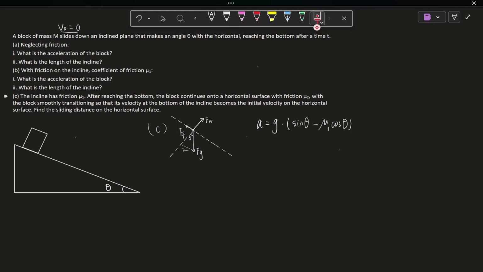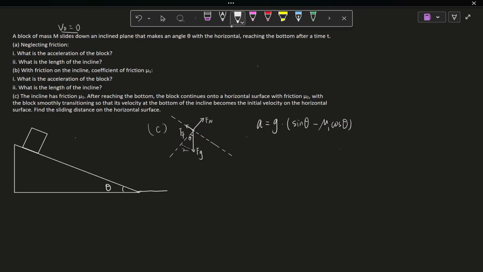So it is smoothly transitioning, right? So we don't need to worry about something like the block getting stuck at the bottom and losing its velocity. Just remember, when the block is at the bottom, the velocity is exactly the same as the initial velocity when it starts moving on a horizontal surface.